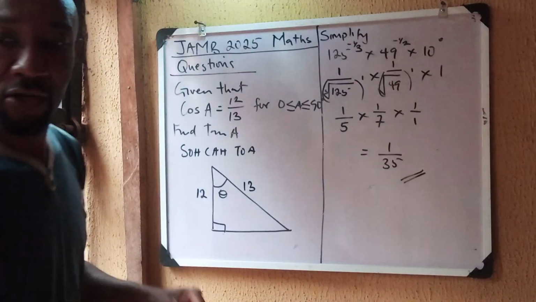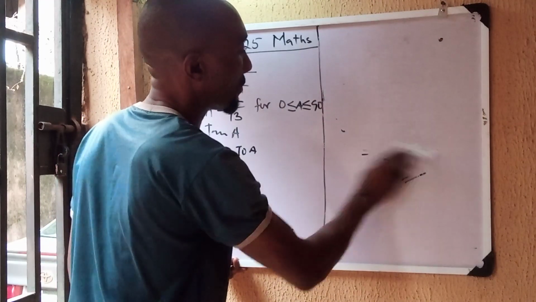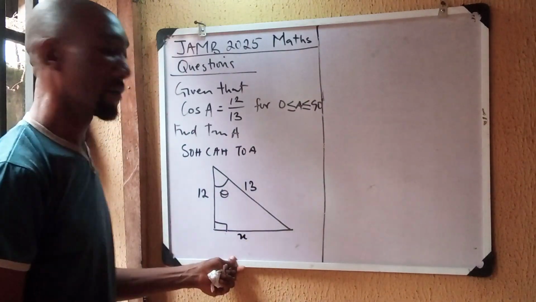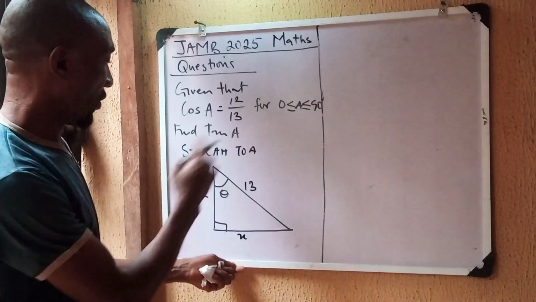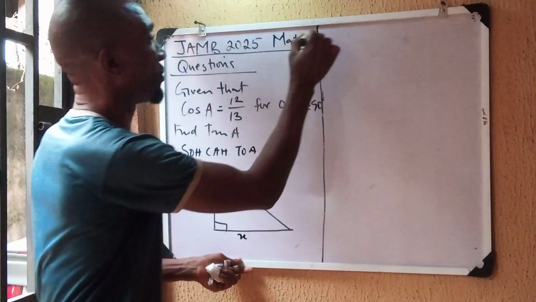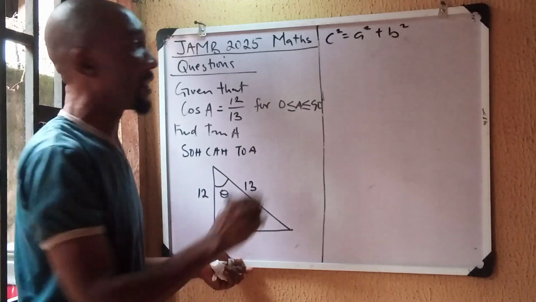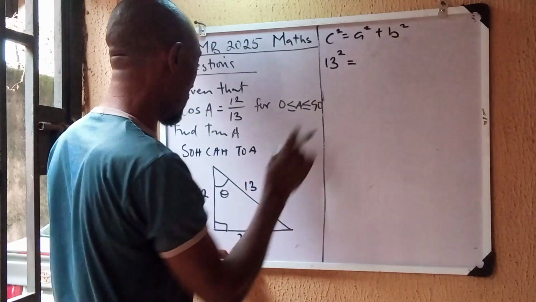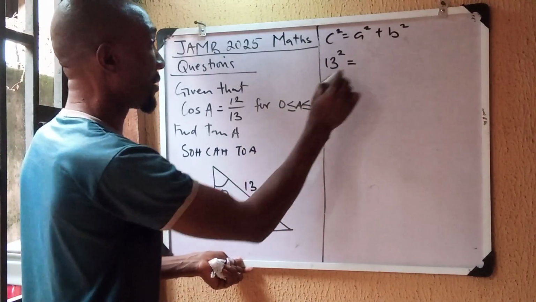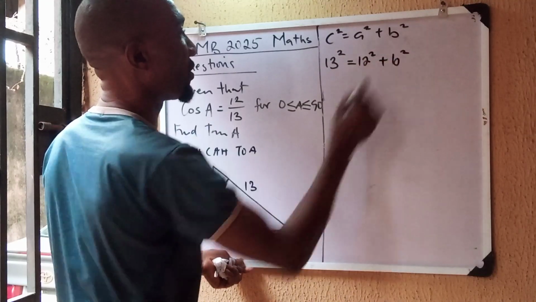So if we have that, we can use it to solve this particular problem. Given this, I can call here x. If I want to get x, I can use Pythagoras theorem, which tells you that c squared is equal to a squared plus b squared. Clearly 13 is our c, the hypotenuse. So we have that 13 squared is equal to 12 squared, the adjacent, plus b squared, the opposite.